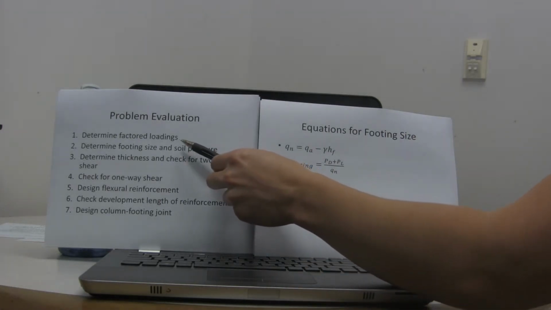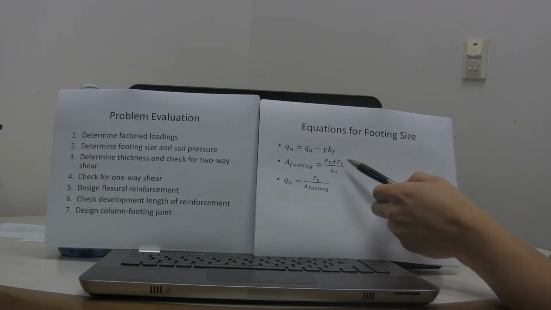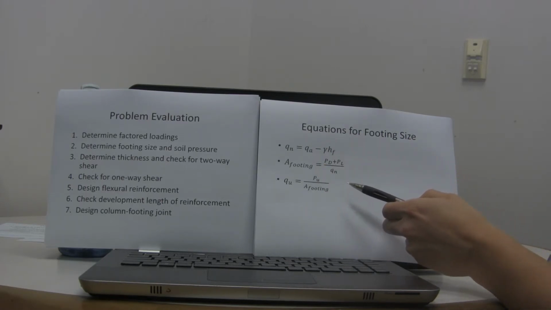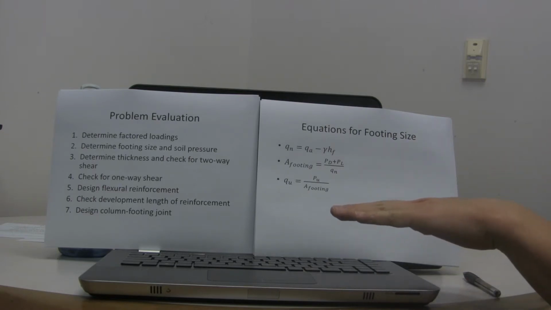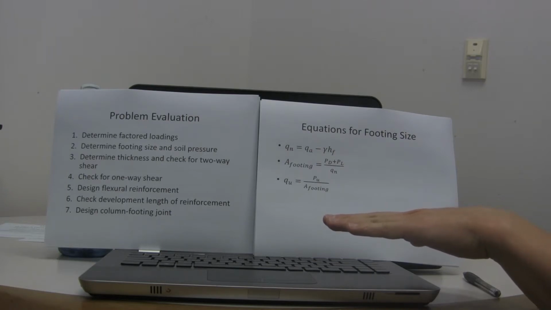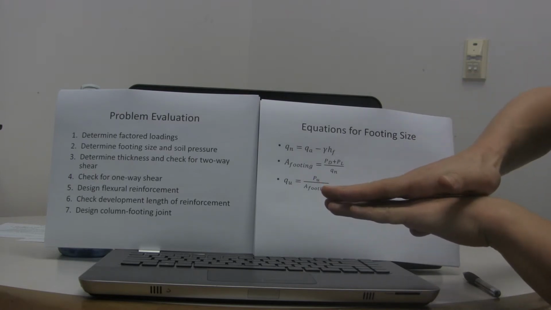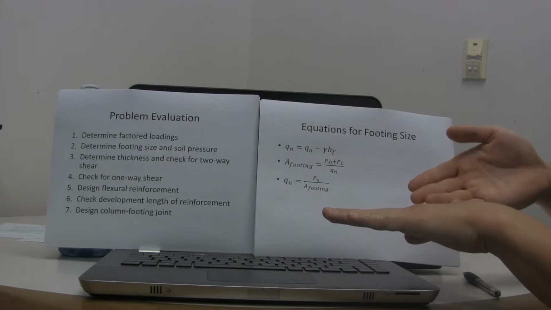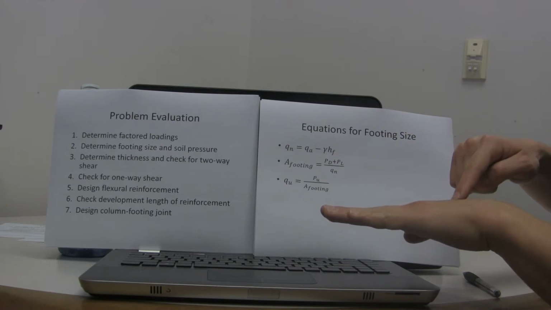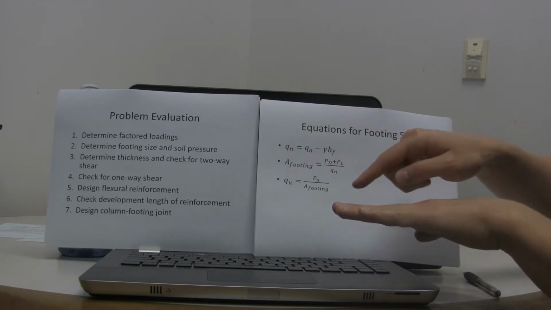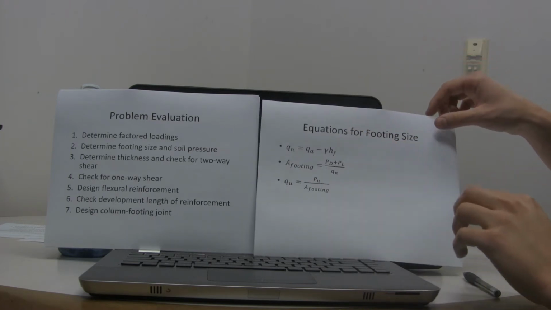Then, after you've determined the factored loads, it is necessary to determine the footing size and the soil pressure. These equations can be used in order to do that. The main concept behind this is that you have a soil that will fail under a certain pressure. You put a footing on top of it, and you must provide an area of footing on top of that soil. What you're trying to do is support the footing with enough soil so the soil will not fail. So you would design the footing to be large enough to spread out that load from the column and the footing into the soil.